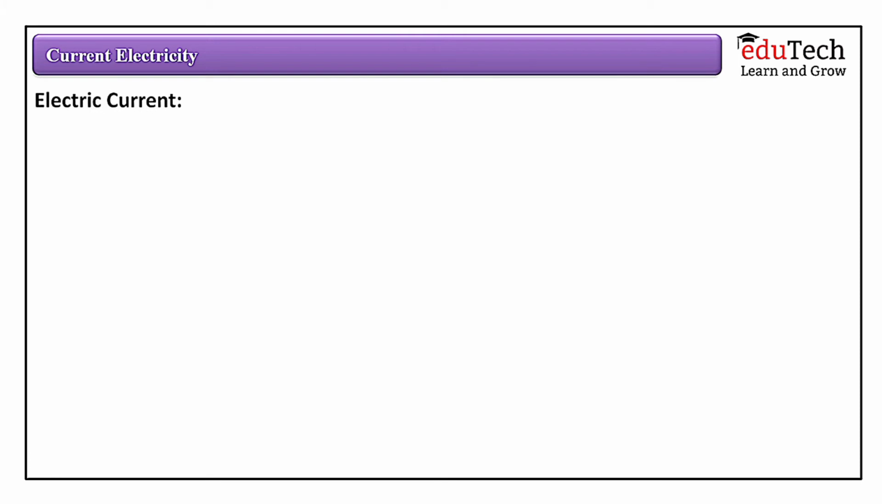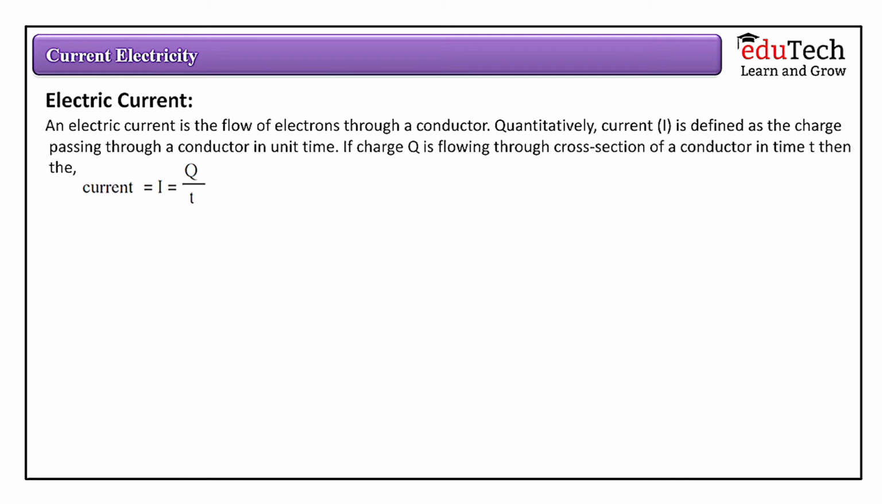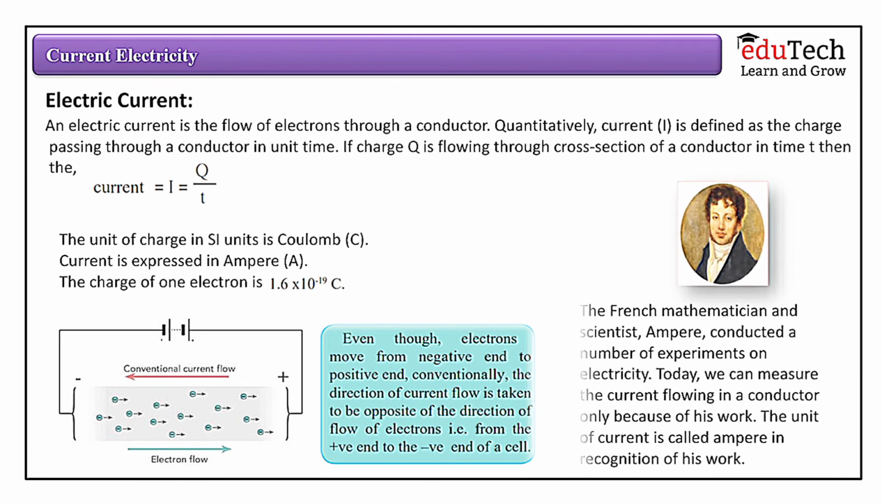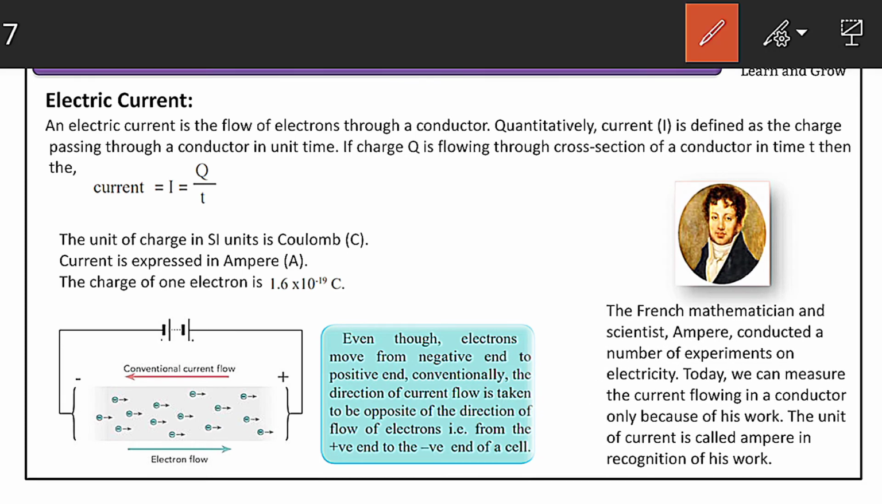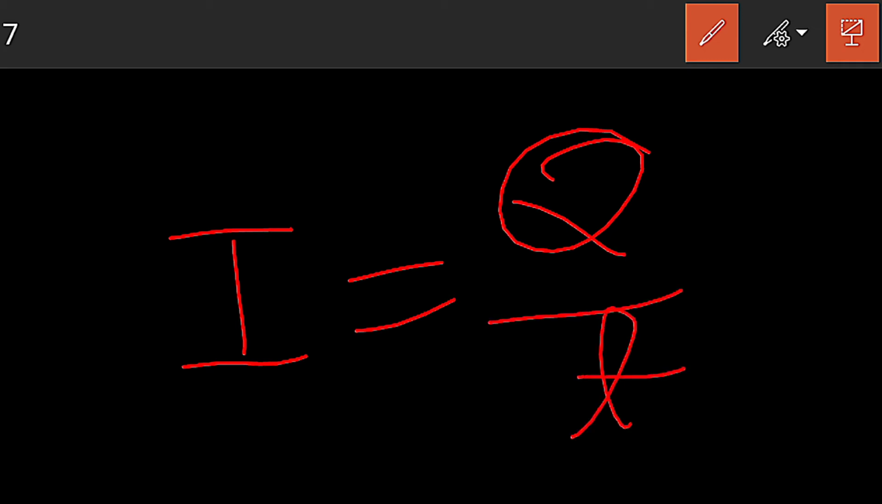Now we will see the electric current formula, its units, who gave the first method to measure the electric current, and the conventions used in electric current. Current is a flow of electrons through a conductor. I equals Q upon T, that is the rate of flow of charge. The flow of charge from one terminal to the next terminal is given as I equals Q upon T. In this, I is the electric current, Q is the charge, and T is the time taken by the charge to flow.